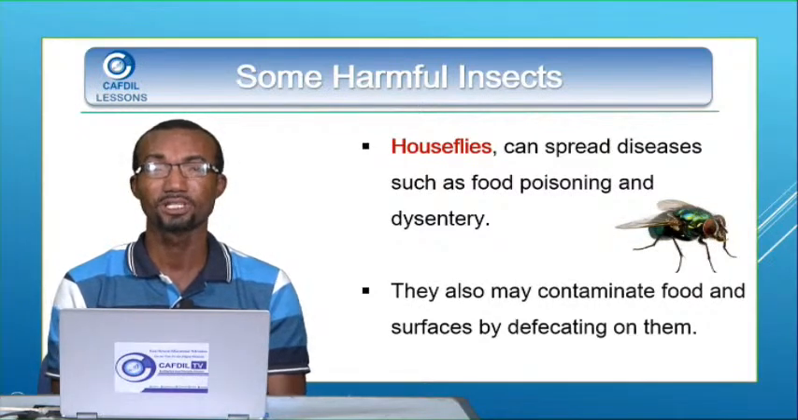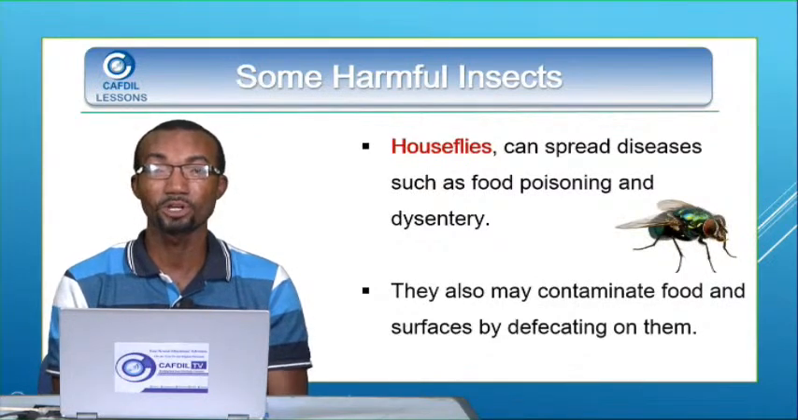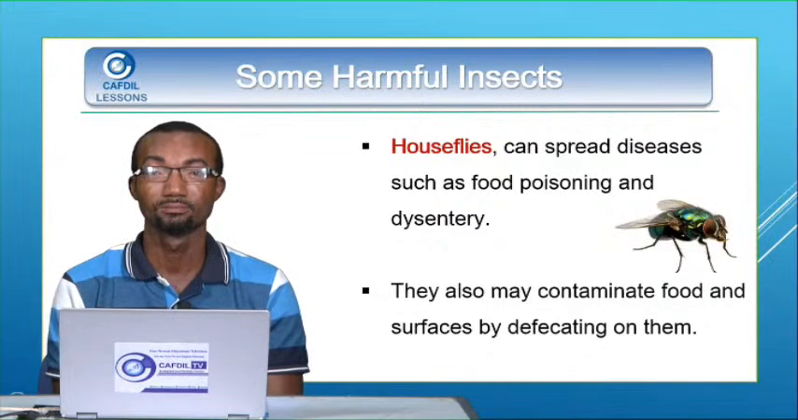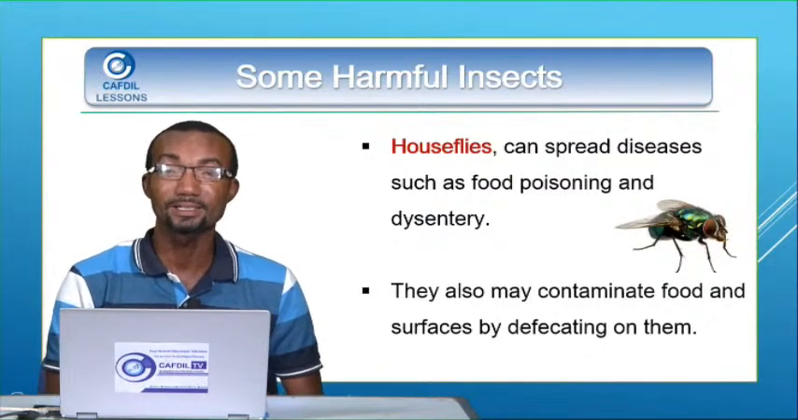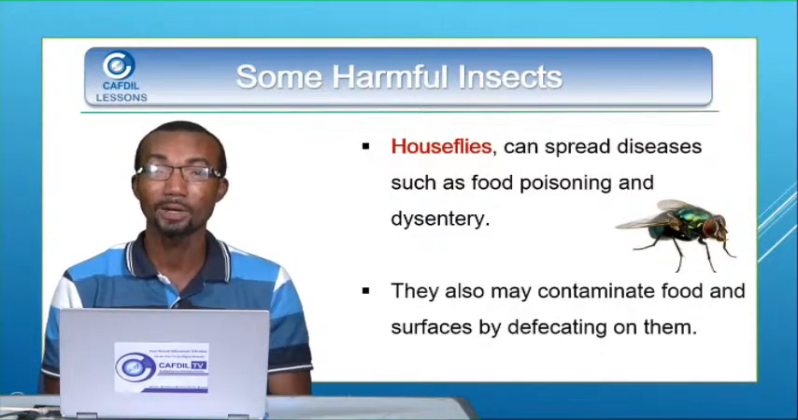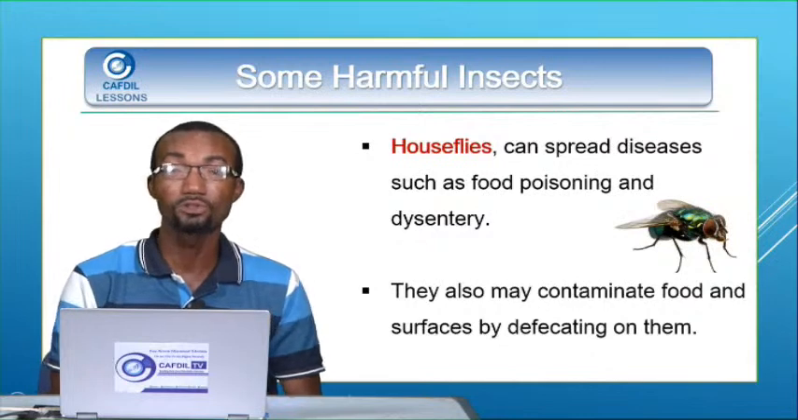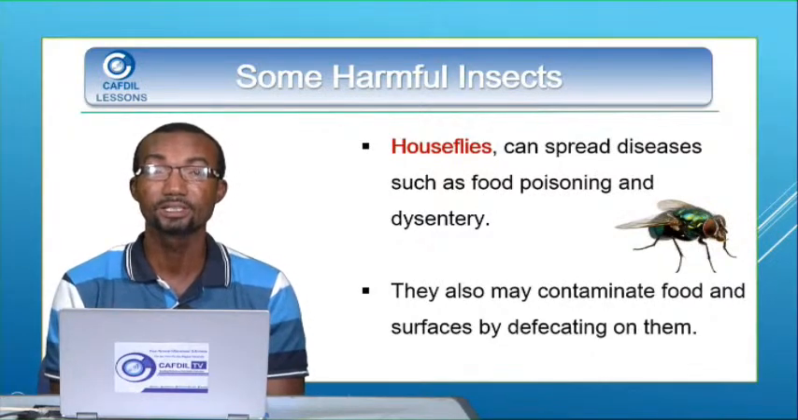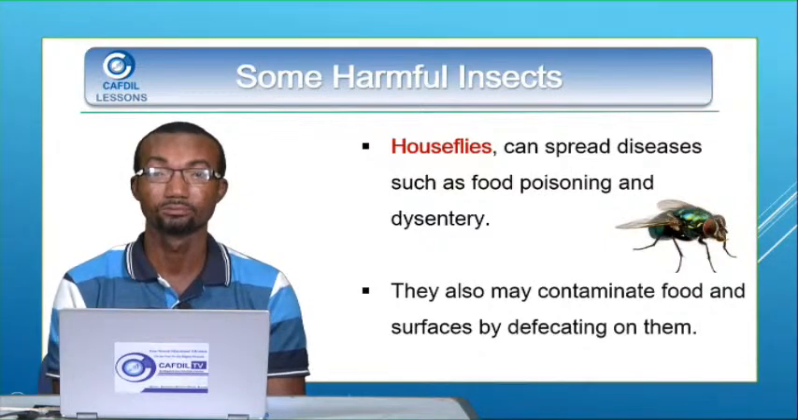When we say food poisoning, how can the housefly bring about food poisoning? If the housefly settles on a poisonous substance and then moves from that poisonous substance and settles on your food, the housefly can transfer that poisonous substance onto your food. You will eat it and then the unexpected can happen.